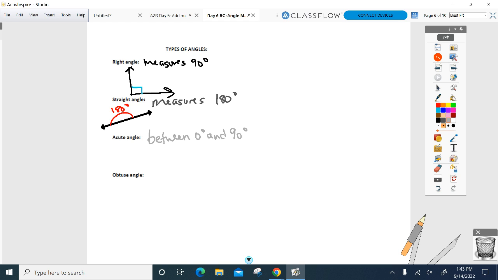And how about obtuse? Between 90 and 180, yes. Because, yes, you could have something bigger than 180 next year. All right, I figured most of you guys were aware of all that, which is good.